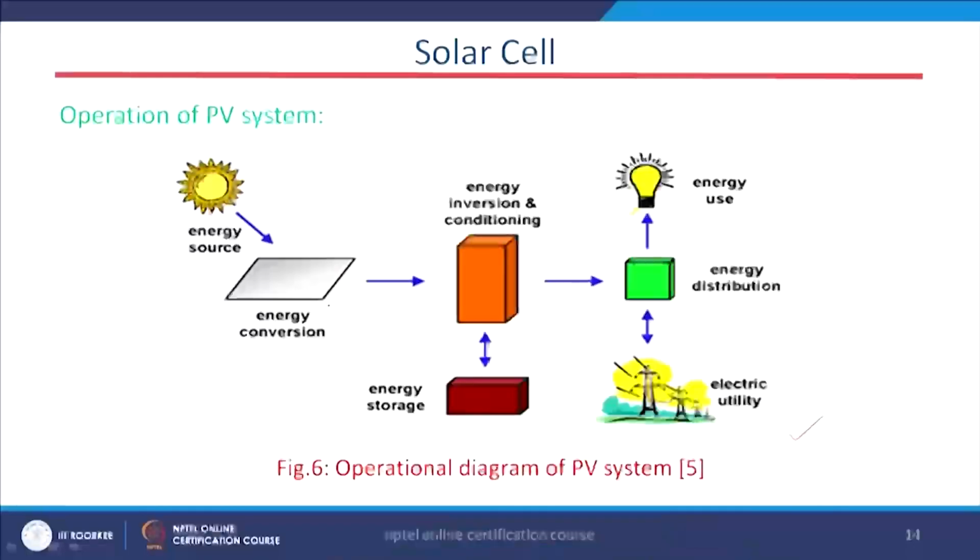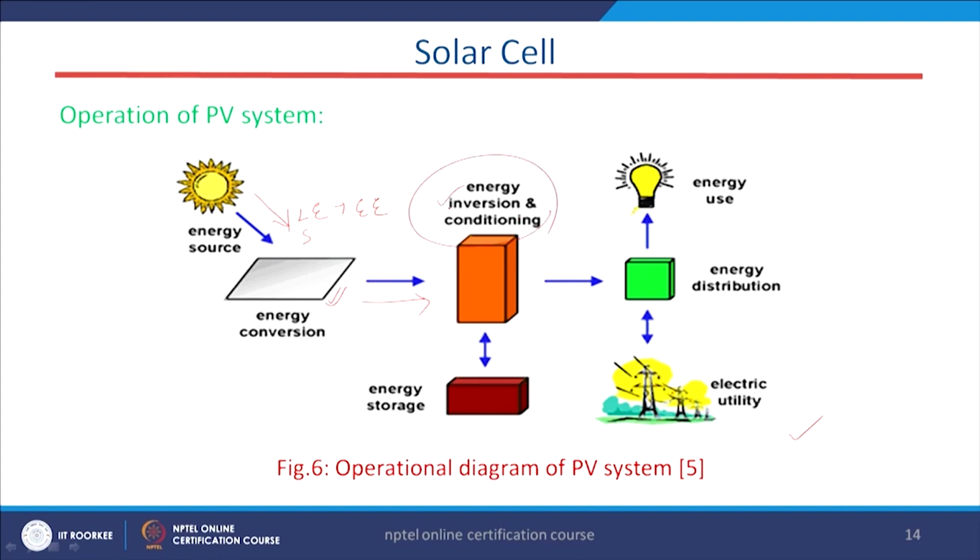Here I will discuss the basic principle of operation of the solar energy system. Here is our solar panel, and this solar panel gets sunlight, the energy coming from the sun, and converts the light energy to electrical energy. The electrical energy or power flows to the energy conversion and conditioning block. What is the meaning of this energy conversion and conditioning block?